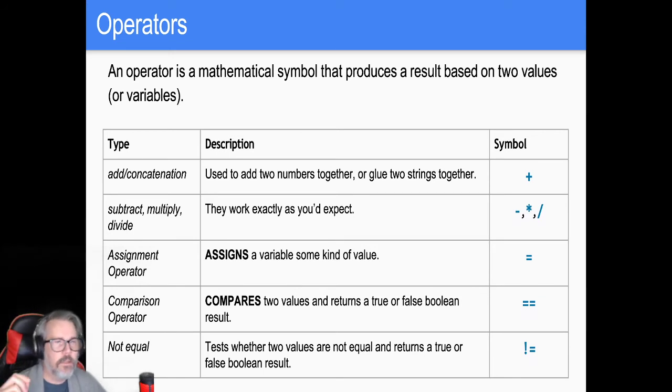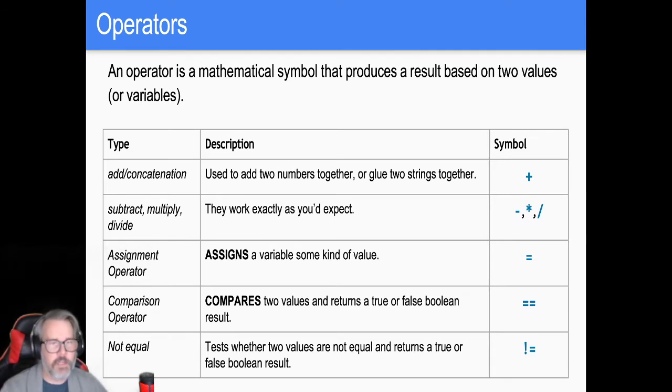You can subtract, multiply, divide. It works exactly like you think, just like in math. Here, of course, it's a minus sign, an asterisk for multiply, and a slash for divide. The assignment operator is just the equal sign.